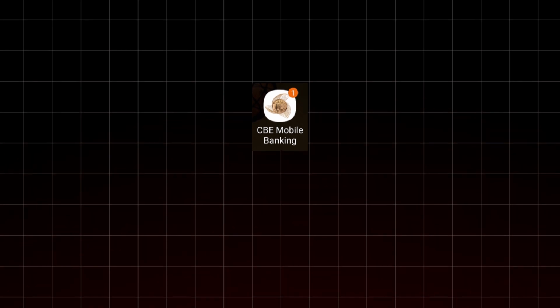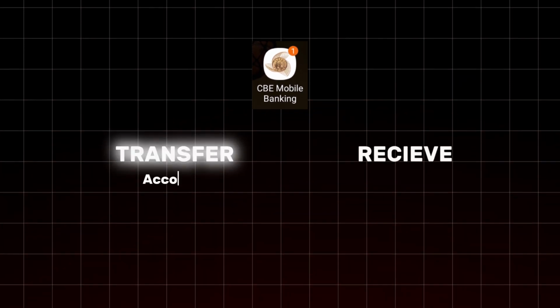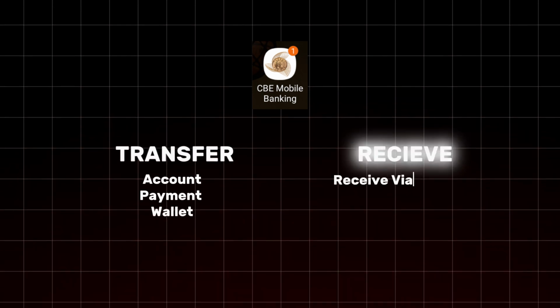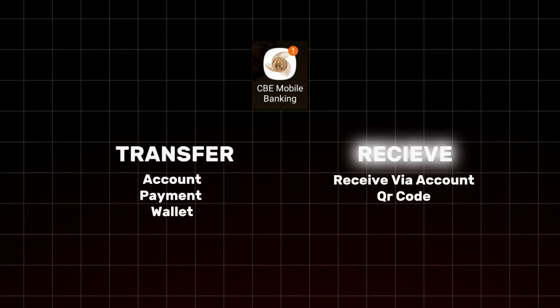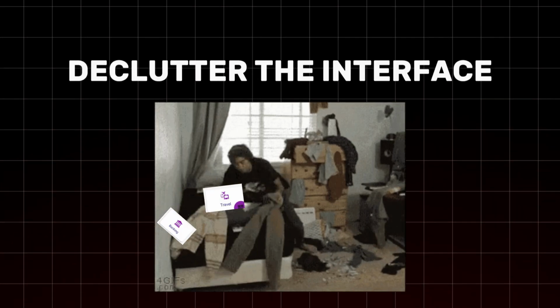First, focus on the core features. The app should prioritize the features people actually use. Transfer and receive, whether it's a direct account transfer or payment or wallet transfer, or receive and request via account features. By the way, I tried this service and it didn't work, but that's a backend issue we won't focus on for now.